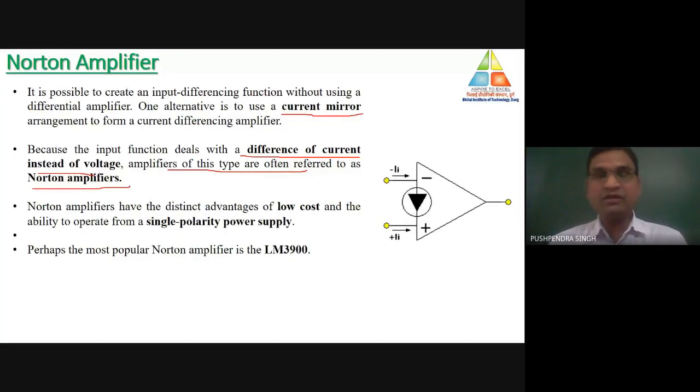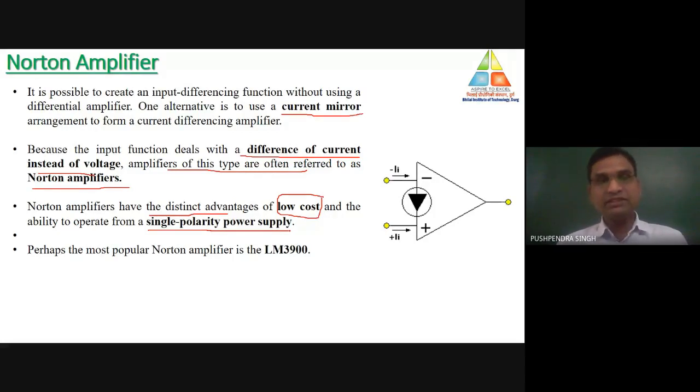So from there also you can relate that the Norton amplifier works on the principle of difference of current. The basic advantage of this Norton amplifier is its low cost. Its cost is very low. And the second thing is that it works with a single polarity power supply. The basic operational amplifier can work with dual power supply, either single-ended or double-ended. So there are different kinds of power supply that can be used in the case of the IC 741.